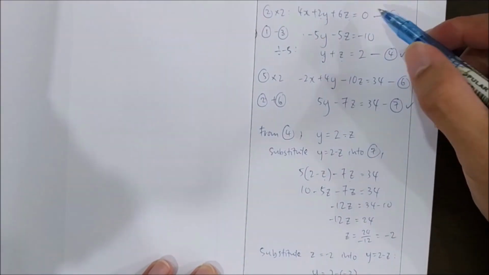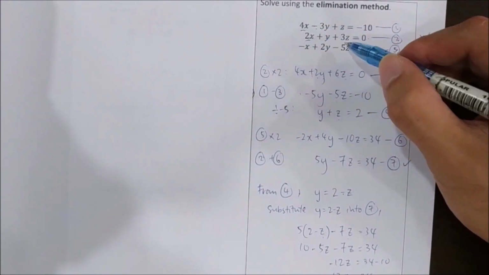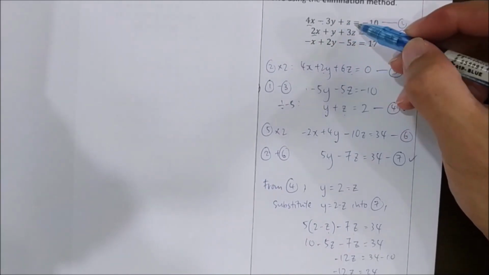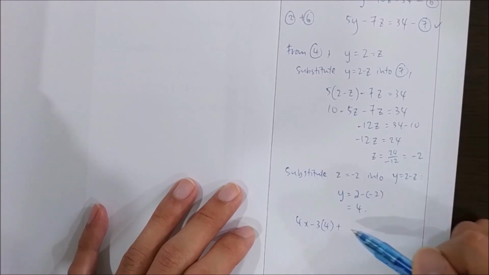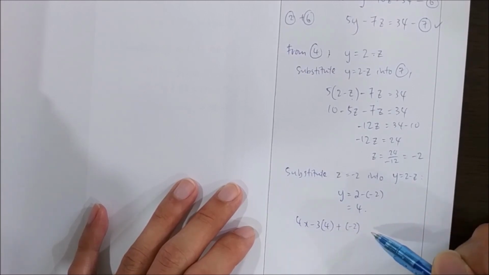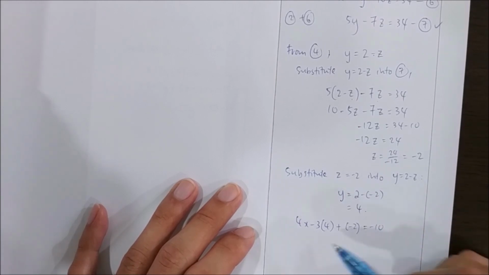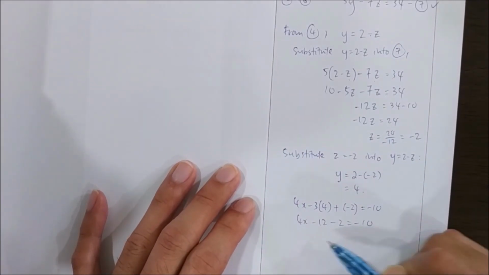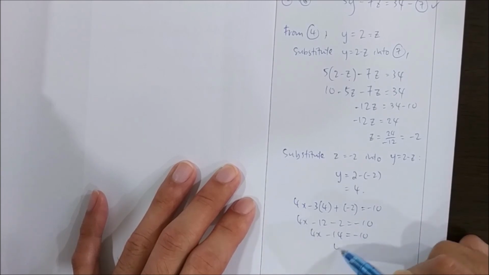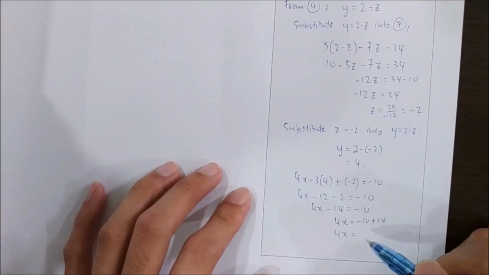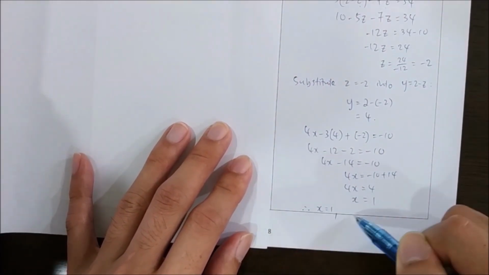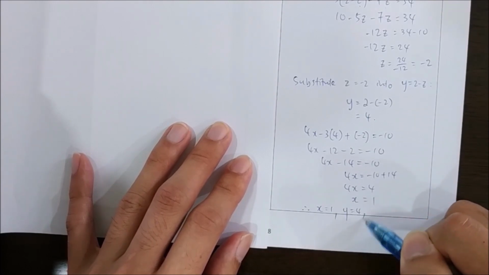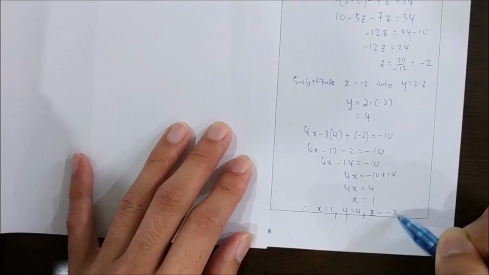And now from the values of z and y, we can take any equation here. We take the first equation and we replace the y with 4 and the z with -2. From here we can find the value of x. Then we restate all the answers. And that is how you use the elimination method.